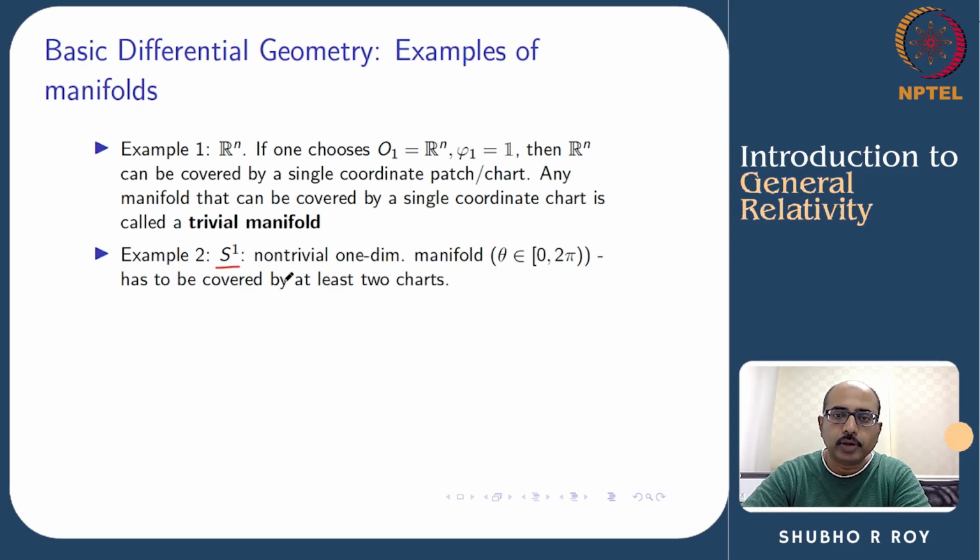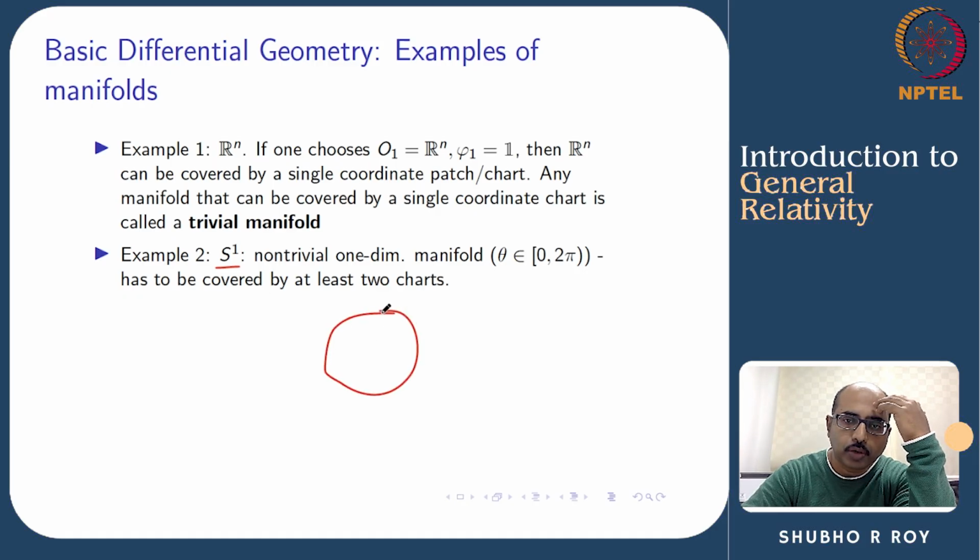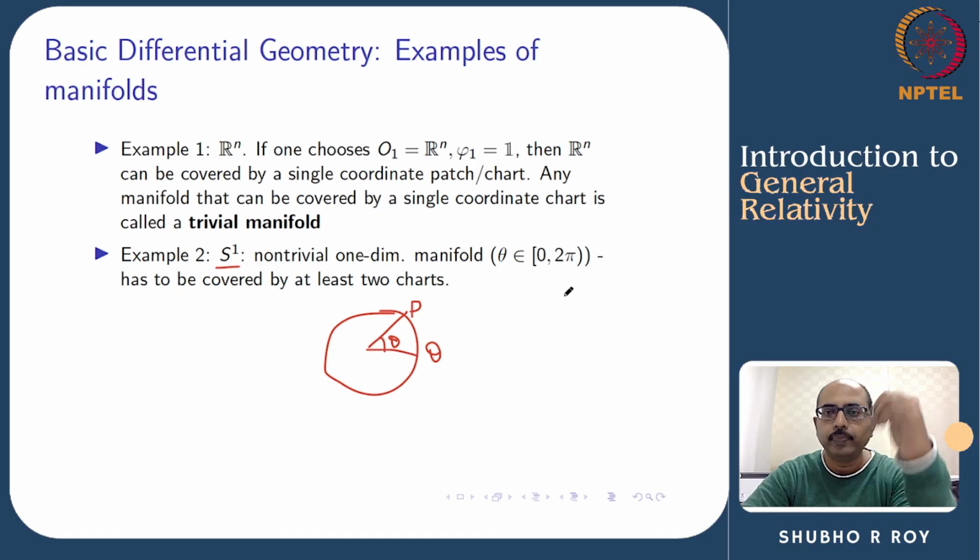S1 is the unit circle. This is the example of a non-trivial one-dimensional manifold. Okay, you might be thinking that, okay, but I can cover the unit circle by a single coordinate, that is theta, angular coordinate theta. That is some reference line, and with this some point P on the circle can be given by this coordinate theta. But theta can take values between 0 and twice of pi.